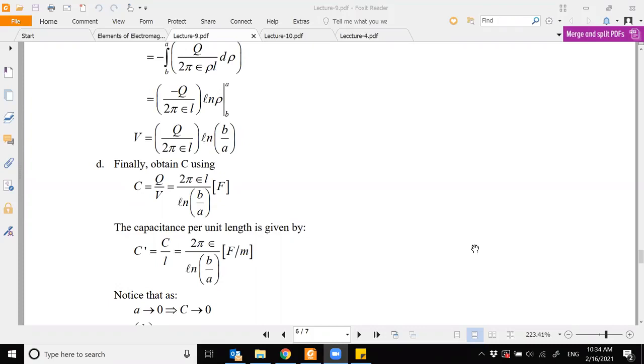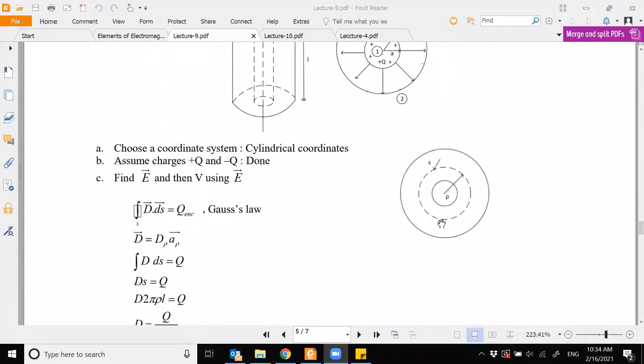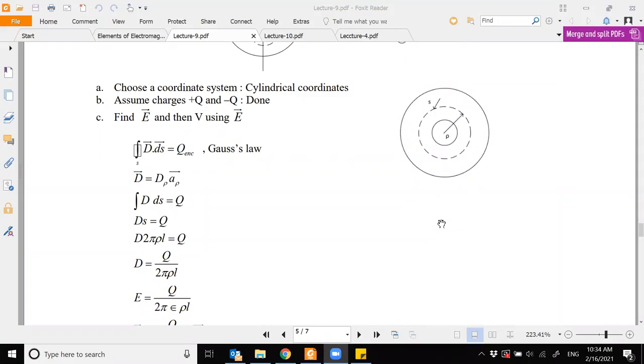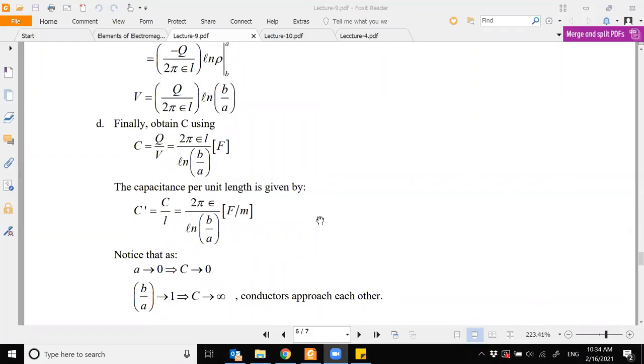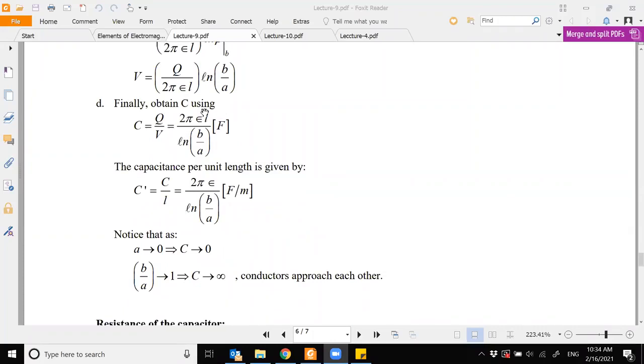But again, for a coaxial cable, because this capacitance is distributed throughout the length, we always go for capacitance per unit length. This is the capacitance for the length L of my coaxial cable or coaxial capacitor. So capacitance per unit length will be C dash, which is C over L, and it is 2 pi epsilon over ln of B over A. Okay, this is the capacitance per unit length.